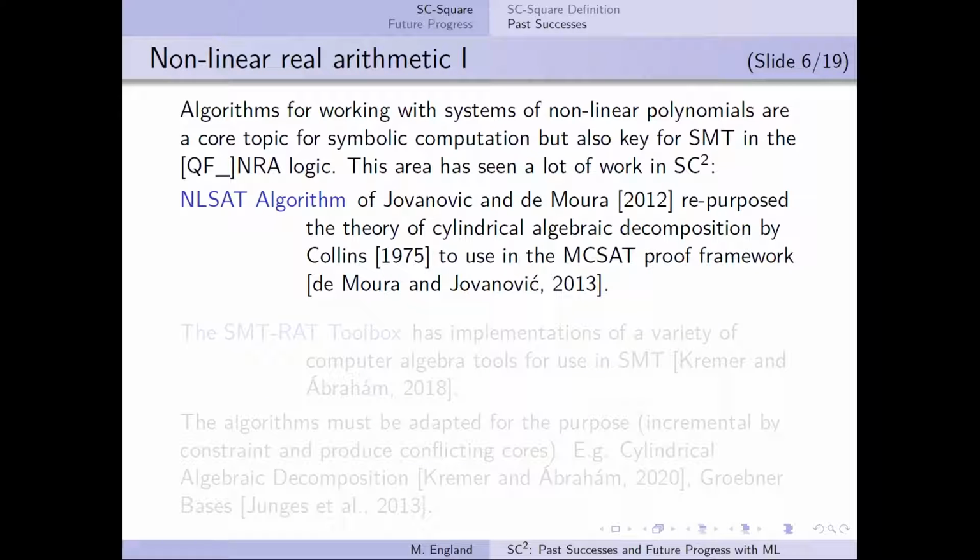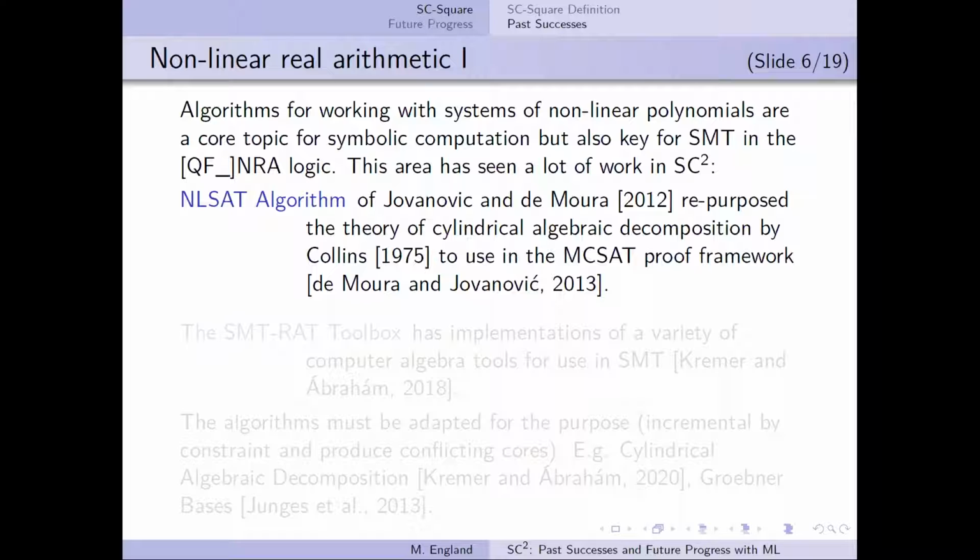Okay, so I wanted to highlight what I think are some of the most interesting successors of SC². And I'm using SC² here to mean the broader area of research that involves both of these SCs, not exclusively research of the EU project. And I'll talk about, first of all, the research that's closest to me, which is in nonlinear real arithmetic, which is another way of saying working with systems of nonlinear polynomials, and sign constraints on them.